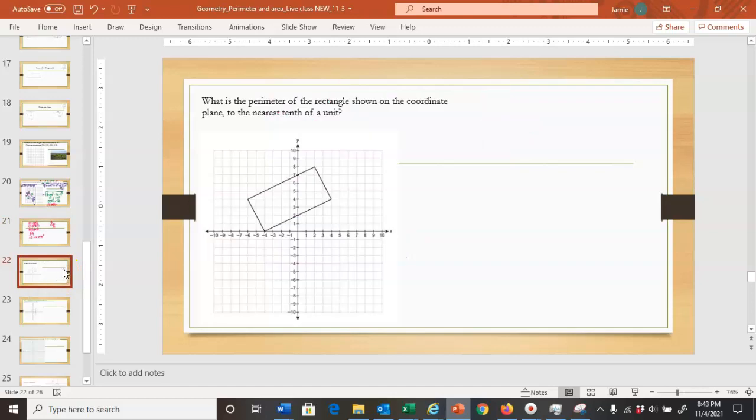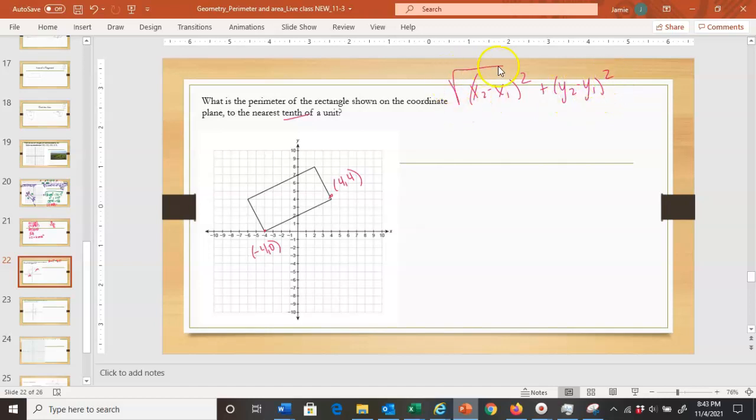All right, let's try this one. What is the perimeter of the rectangle shown on the coordinate plane to the nearest tenth of a unit? So you can see it's not sitting directly on the grid mark lines, so we do need to use the distance formula again. We can find from here to here, this is -4, 0, and 4, 4. So let's do that first. I'll write the formula up here again. And you should too. It's good practice to just write it out. I promise it'll come flying out of your brain the more that you write it.